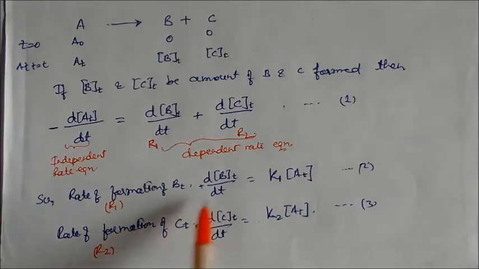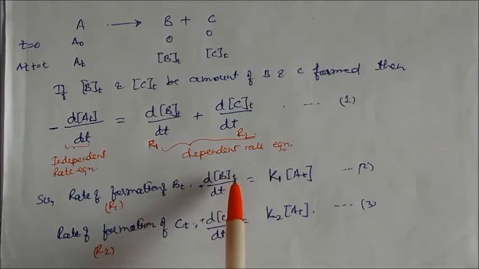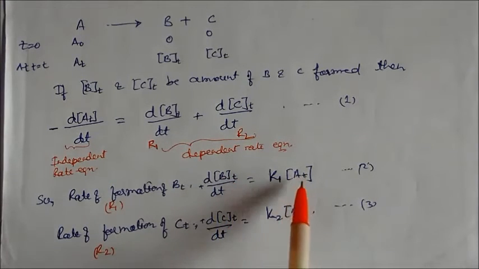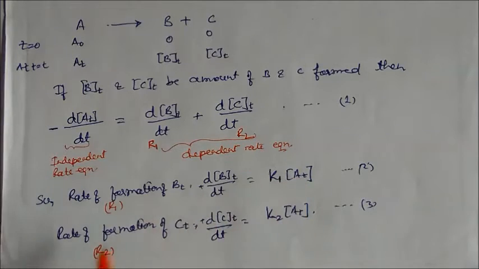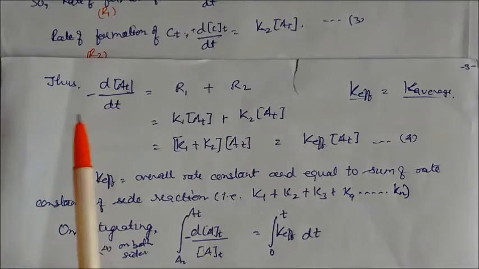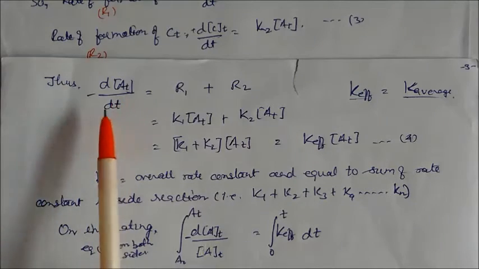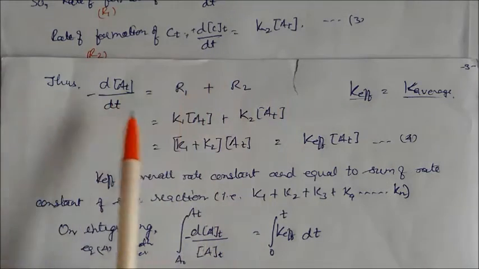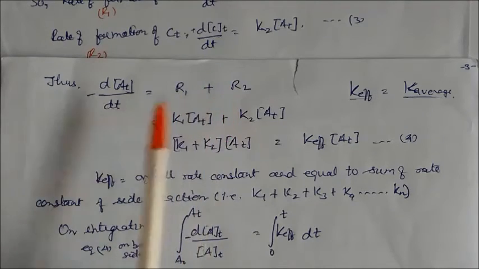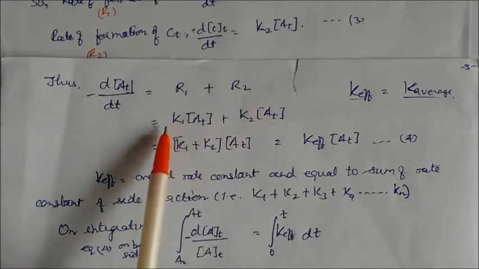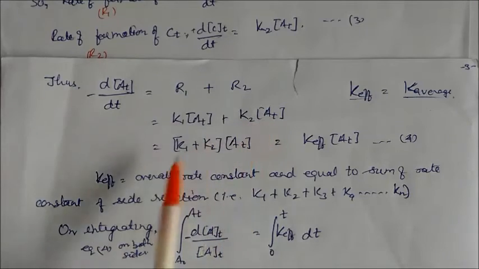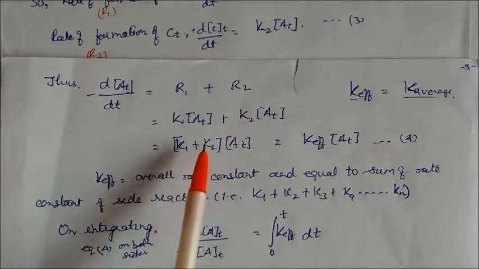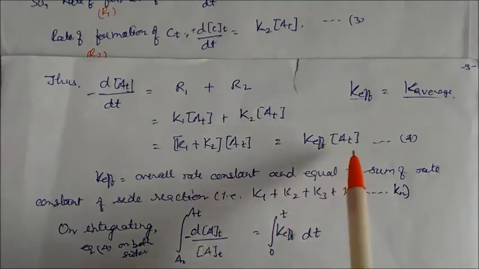So the rate of formation of Bt is dB/dt at any time, equal to K1 into concentration of At. Similarly, for the rate of formation of Ct, that is R2, it will be dC/dt at any time. So this will be K2 into At. So this negative dAt/dt, these rates are additive, so we can add these two reactions. So R1 plus R2 will be K1 At plus K2 At, and since At is common, K1 plus K2.